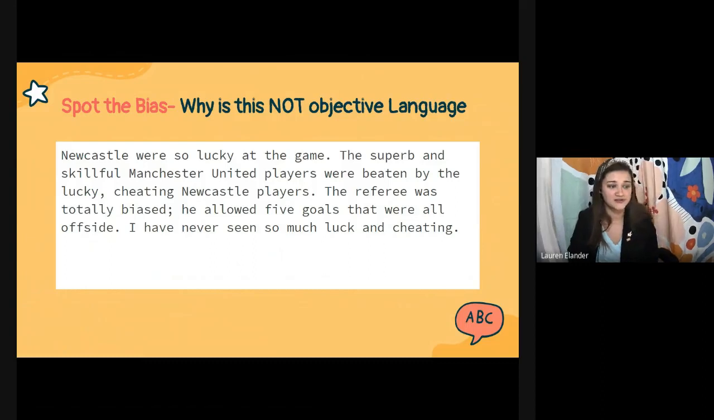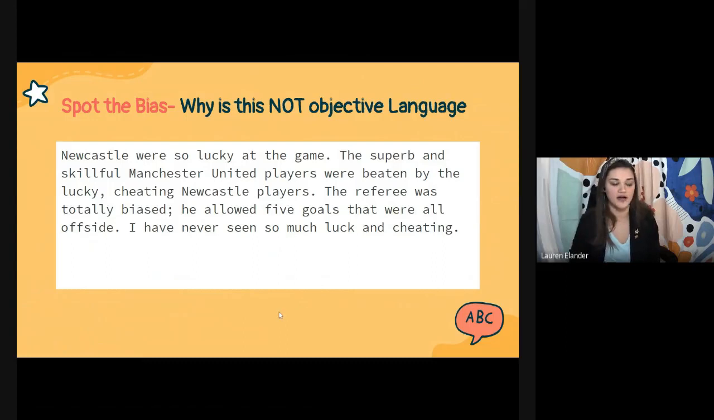All right. So let's practice looking for information that is subjective or not objective language. So let's look at this paragraph about soccer. Newcastle were so lucky at the game. The superb and skillful Manchester United players were beaten by the lucky, cheating Newcastle players.